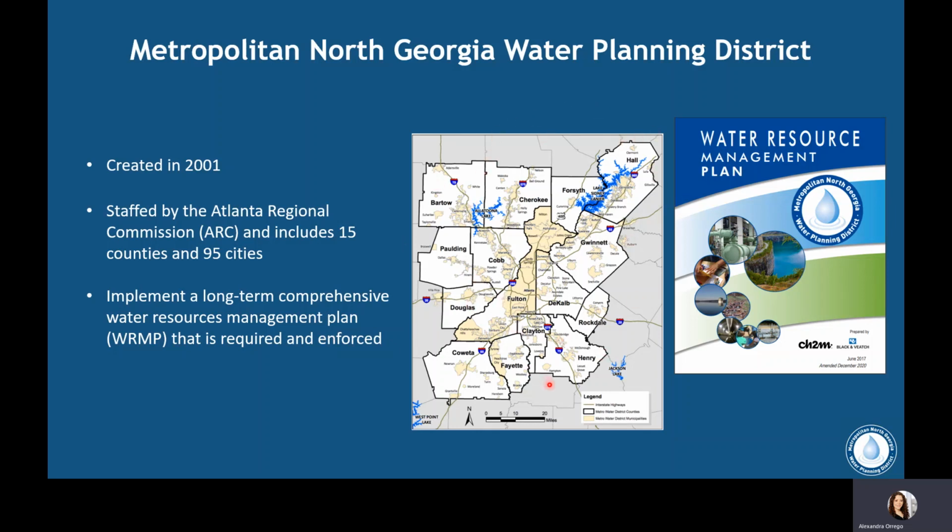Our main role in regional water planning is facilitated through the implementation of a long-term, comprehensive water resources management plan. Adherence to this plan and implementation of it is required of all water providers in the district and is enforced by the Georgia Environmental Protection Division, Georgia EPD. This picture displays our most recent 2017 Water Resources Management Plan, and it's updated every 5 years.